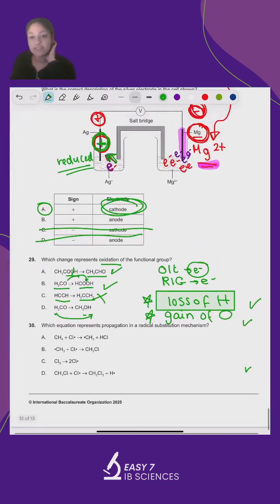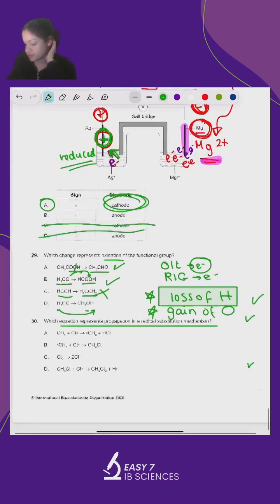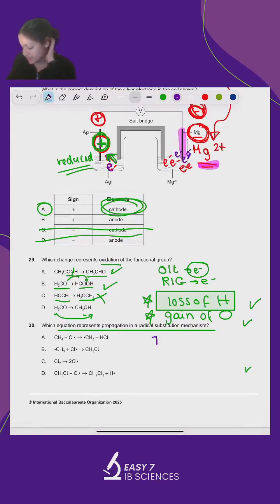And now we're on to the last question of the paper, guys. Lock in, because this is the last question. Which equation represents propagation in a radical substitution mechanism? So remember that radical substitution has 3 steps. It has initiation, which is the creation of the free radicals. So that's where the free radicals are created. This is organic chemistry, by the way.